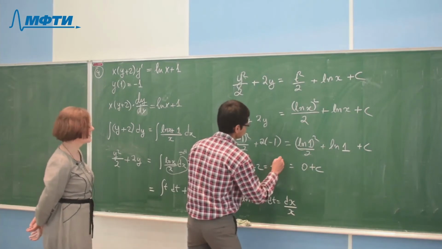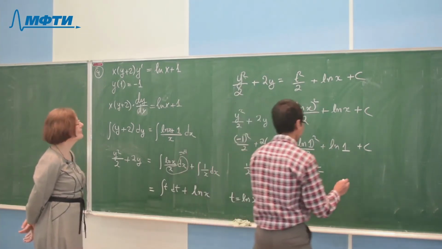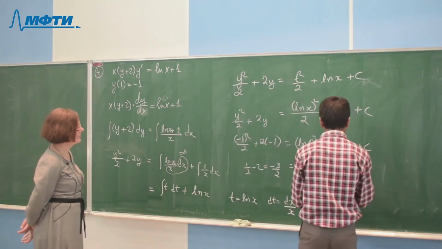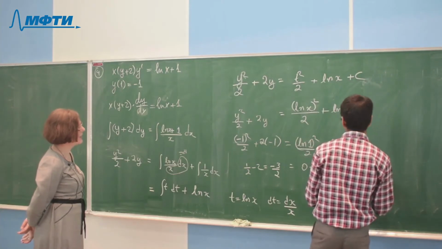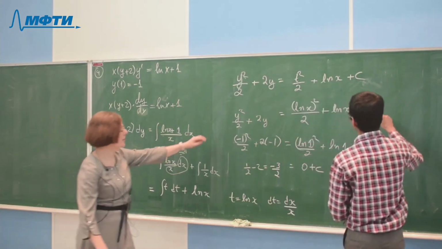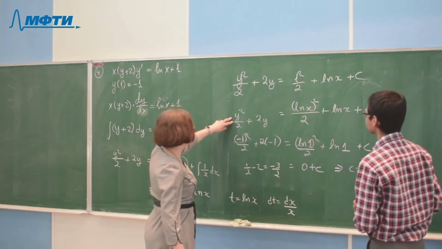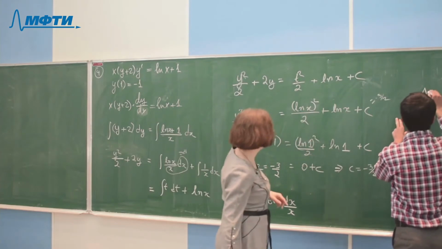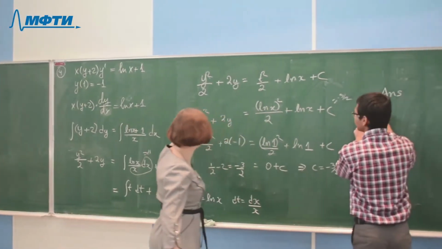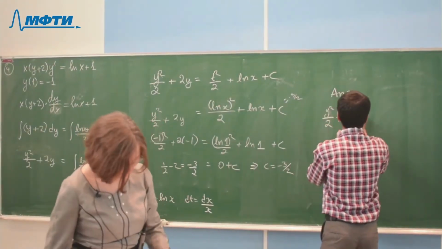minus 3/2. Correct. 3/2. So C is equal to -3/2, right? And the final answer can be given in this form, of course, so you need not solve. Right, so let's write the answer, and so y squared half plus 2y, and so on.